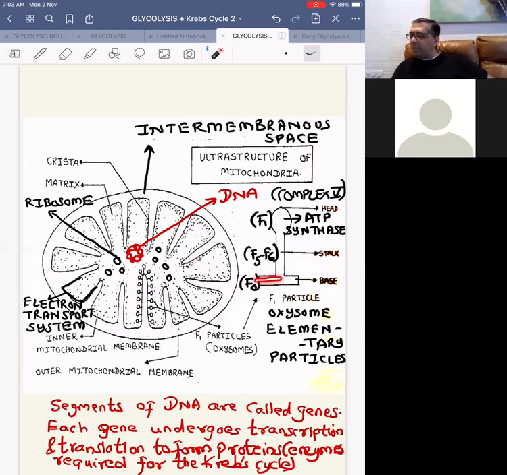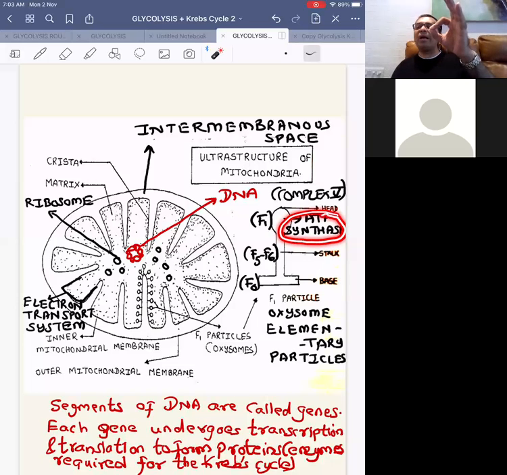The base is called F0. The stalk is called F5, F6. And सबसे crucial, the head is called the F1 particle. This head, or F1 particle, has an enzyme called ATP synthase enzyme.